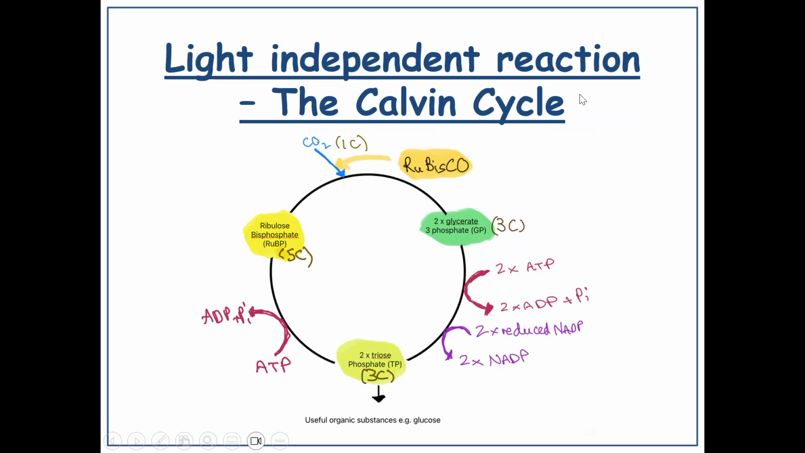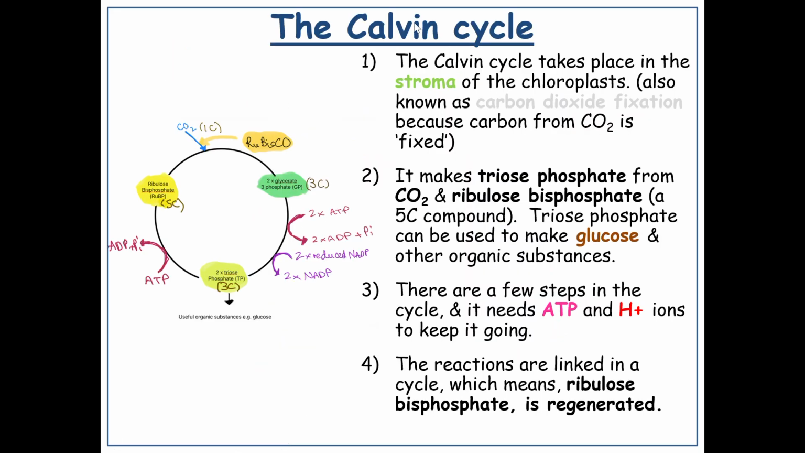Light-independent reaction, the Calvin cycle. The Calvin cycle takes place in the stroma, the liquid part of the chloroplast. You might also see it in some textbooks called a carbon dioxide fixation cycle, because carbon dioxide is fixed into organic substances.